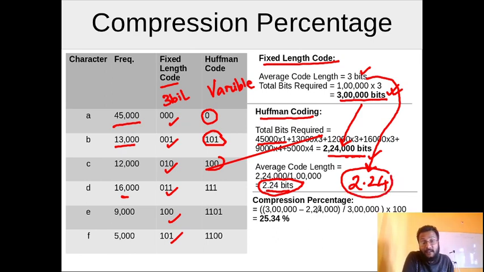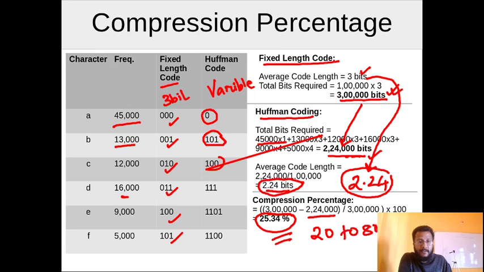So, how much percentage compression have I done? Previously I required 3 lakh bits, minus 2,24,000, this much I have saved out of 3 lakhs, into 100. So, I am finding the percentage. I have found out that 25% compression is done, it is a huge number. Using Huffman you can actually go from 20 to around 80% compression, depending on the type of the data and the type of the file. This much compression you can do using Huffman coding. Alright, so this is data compression.